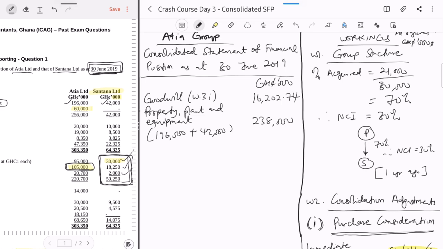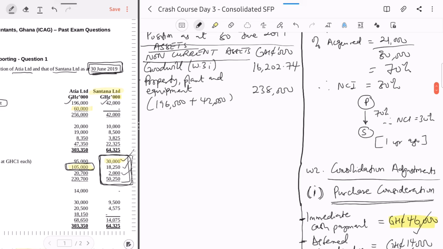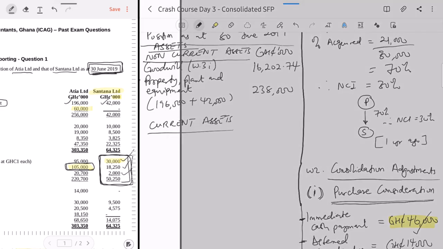Now let's even appropriately label it. This is the asset section. So these are assets. Then I have my non-current assets. Please make sure you have these headings. You get a tick for all of these minor things, right? Non-current assets. Then I can come to my current assets. So here, what the question gives you is what you record.